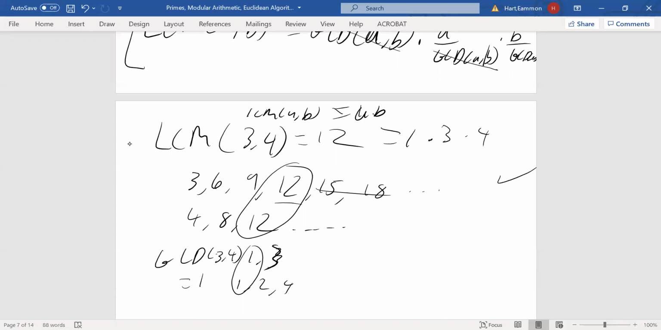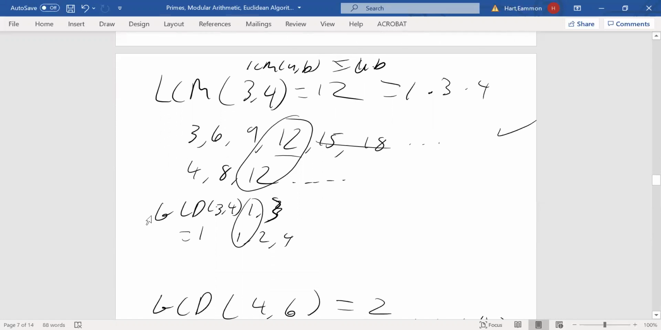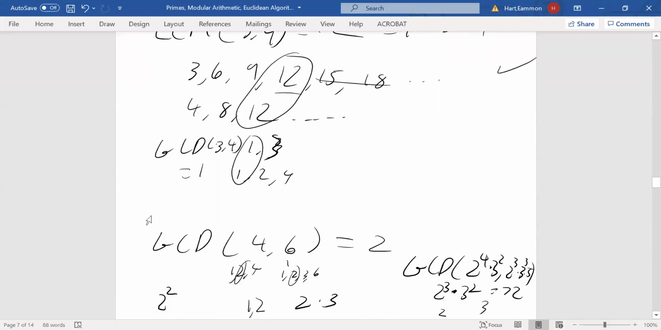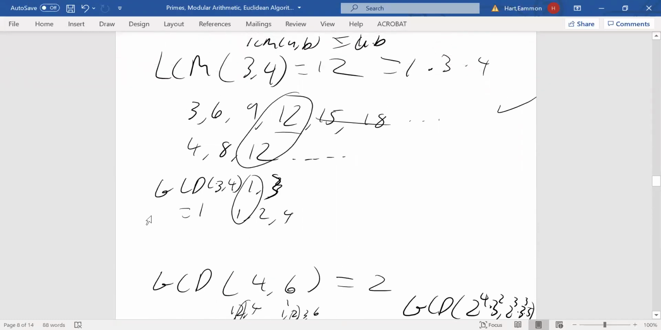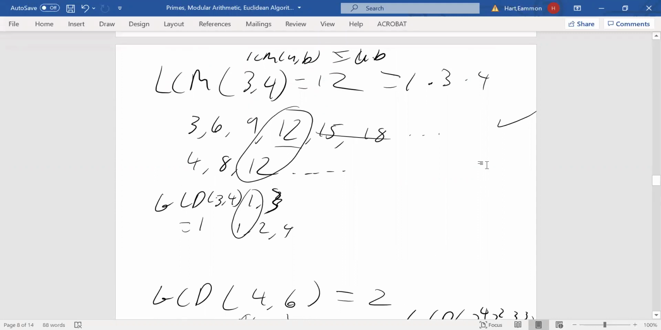Because this is definitely a multiple of both A and B, I know that the least common multiple is going to be less than or equal to it. I could also do the other method that I said, but this isn't terribly interesting in this case because the greatest common denominator of these two is just 1. So if I list out the denominators of 3, that's 1 and 3. If I list out the denominators of 4, that's 1, 2, and 4. So I pick out the greatest, and that's just 1, which is the most trivial of them.